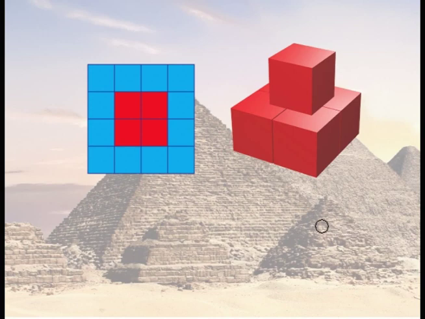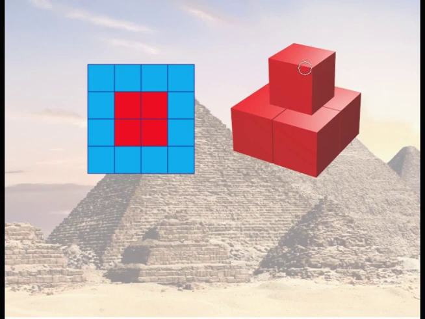Here is a pyramid with a 2x2 base. This is the overhead view, and this is the stack of cubes. Because its base is 2, the pyramid has 2 levels. So there is a single cube at the top. This is a very simple pyramid. What is the volume of this pyramid? Count the cubes. 1, 2, 3, 4, 5 cubic units.